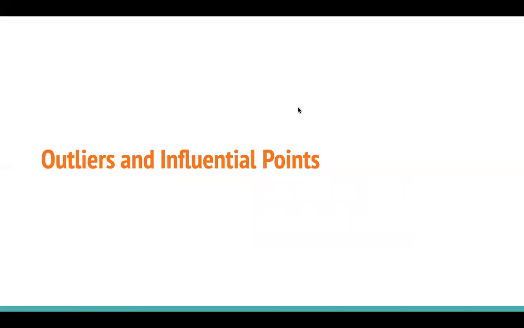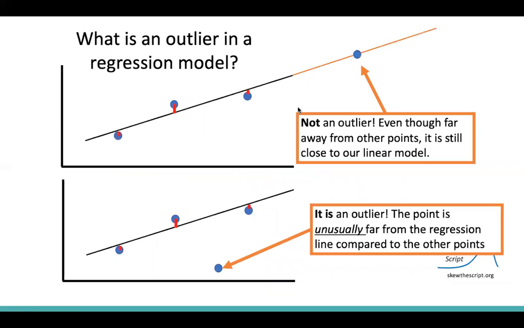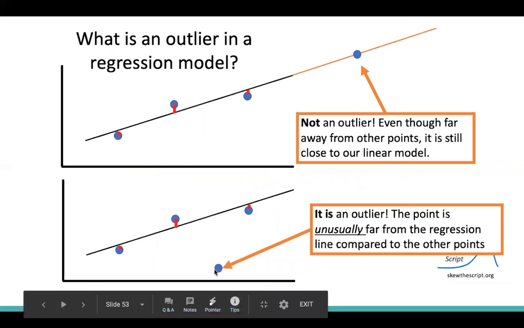I want to talk for a second about the difference between outliers and influential points. This point way up here to the right, on the top, is not an outlier because it's really close to the line. If I have something that follows the general pattern of the line, it is not an outlier. This one down here is an outlier because it's far away from the line in the Y direction.